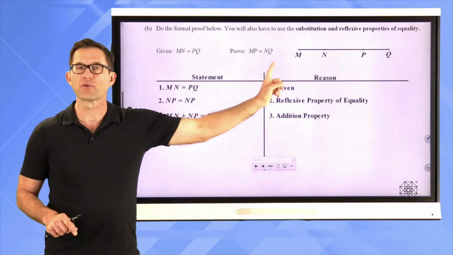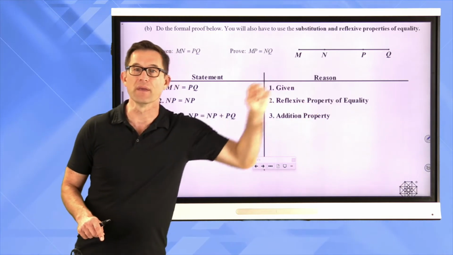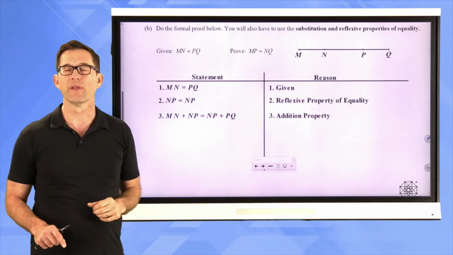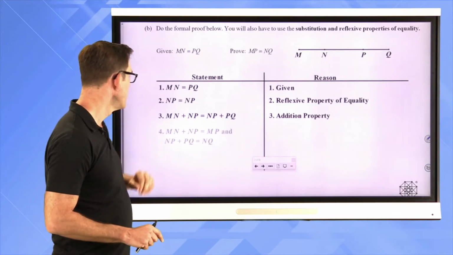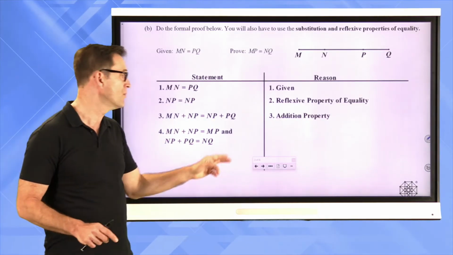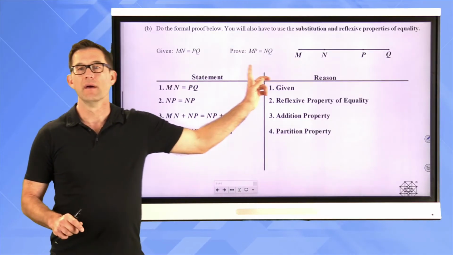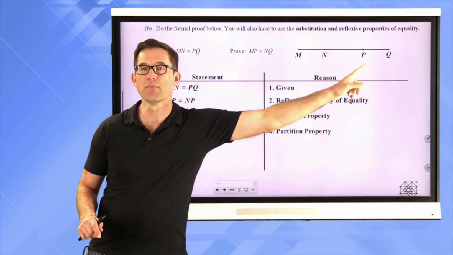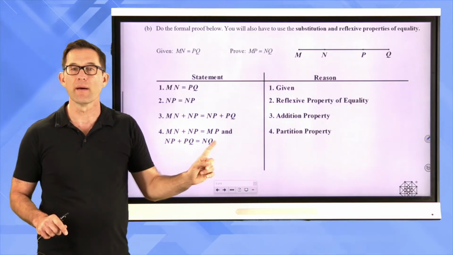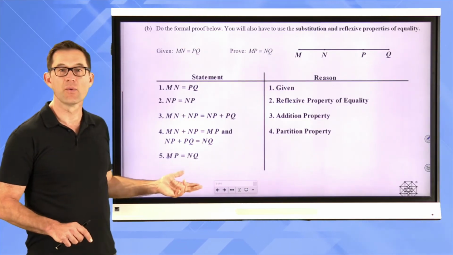Now, remember, ultimately I'm trying to get MP is equal to NQ, and we're pretty darn close, right? Because MN plus NP is MP, and NP plus PQ is NQ. But before I can just say MP is equal to NQ, I've got to establish what I just said: MN plus NP is MP, and NP plus PQ is NQ. Why is that? That is the partition property, right? So now I'm just saying, hey, look, MN plus NP gives me the whole, and NP plus PQ gives me the whole. And now I can replace MN plus NP with MP, and I can replace NP plus PQ with NQ, right? MP is equal to NQ.